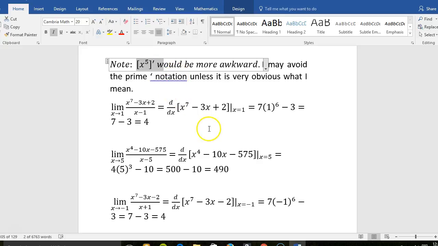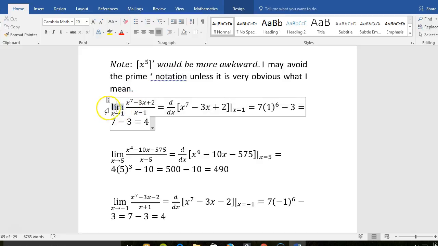Okay, let's look at this guy right here. The limit as x goes to 1 of this guy. Now, here's the thing. What are we doing here? Now this limit would be a weird one to do as well. It would be a 0 over 0 limit. But let's see if we can use a shortcut.